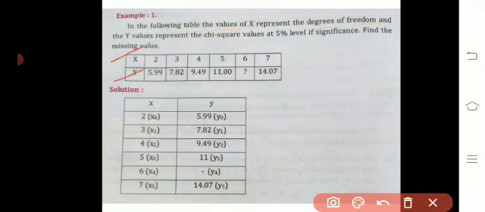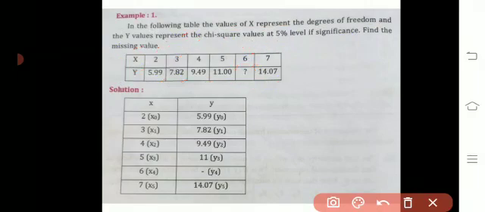Here x and y values are given. X values are 2, 3, 4, 5, 6, 7. And y values given are 5.99, 7.82, 9.49, 11. Here for x equal to 6, the y value is missing, and one more value of y is given, that is 14.07.